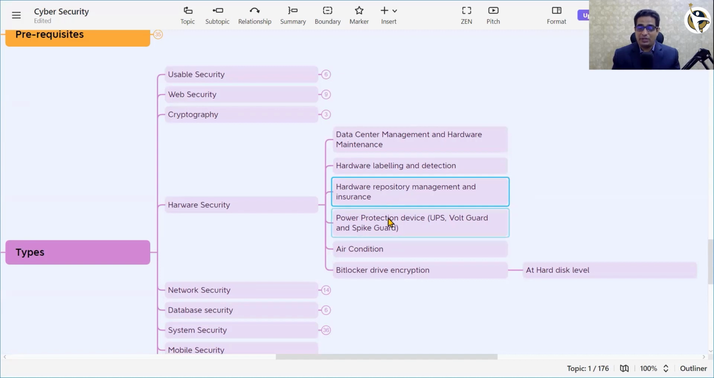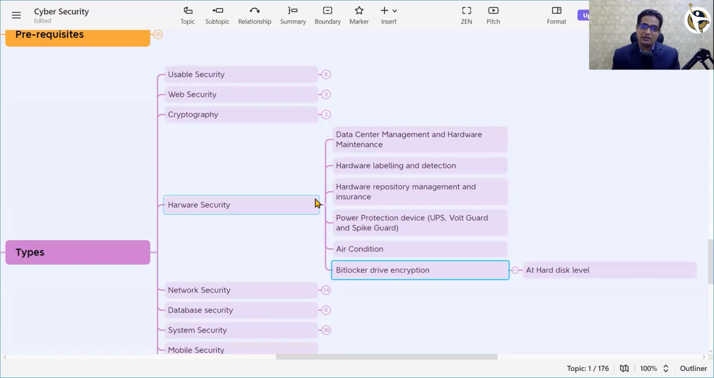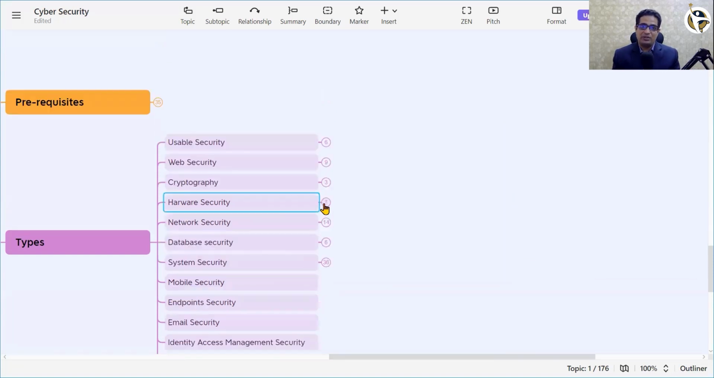Hardware repository management and insurance is again a very important activity. Power protection devices like UPS, Volt Guard, and Spike Guard, you need to take care of all these power protection devices. Then air conditioning is very important. When you are working in big data centers and maintaining that hardware, the hardware heats up and you need to cool it down, and that's where air conditioning and its working is very important. Then BitLocker drive encryption, which is for hardware-level or hard disk protection, is important.